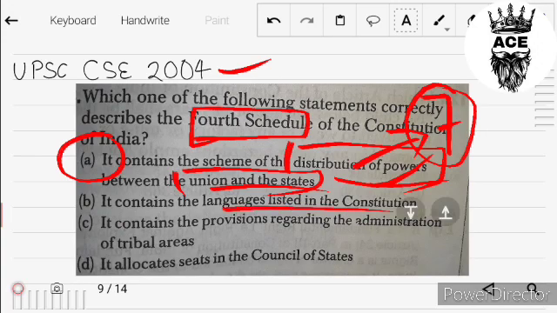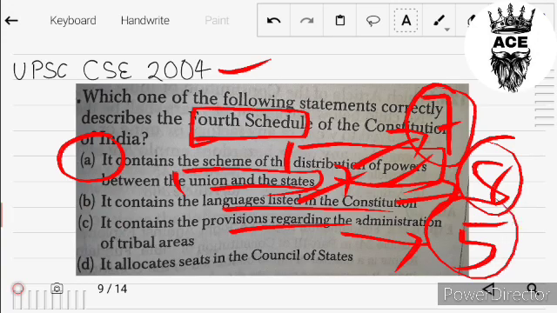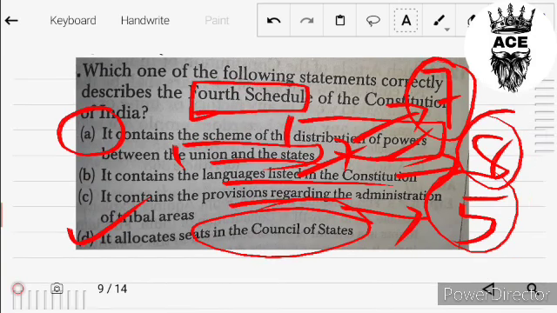Languages listed in the Constitution: schedule number 8. Very simple. Provision regarding the administration of the tribes: which schedule? Schedule number 5. And the allocations in the Council of States is under this only. Are you getting my point or not? So the answer is D.